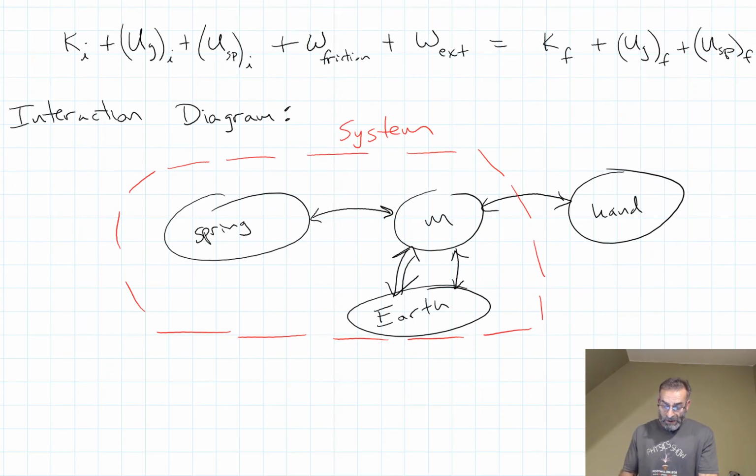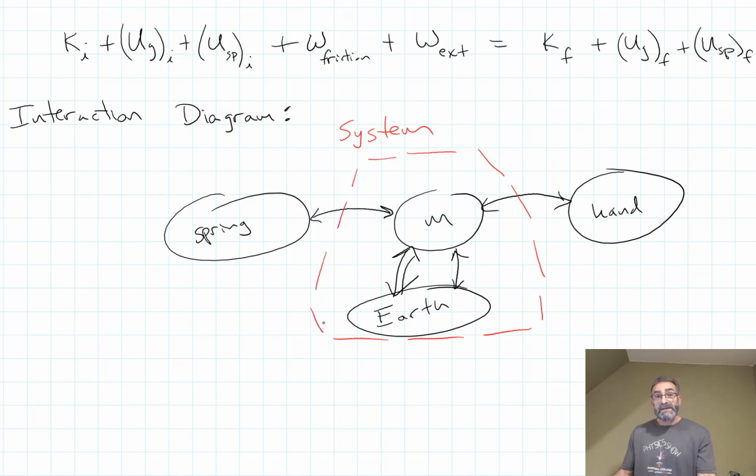So this time around, I'm going to change it up a little bit. Let's exclude the spring from our system. So now our system is our mass and the earth. The spring is excluded and the hand is excluded. So let's take a look at how our energy equation changes.